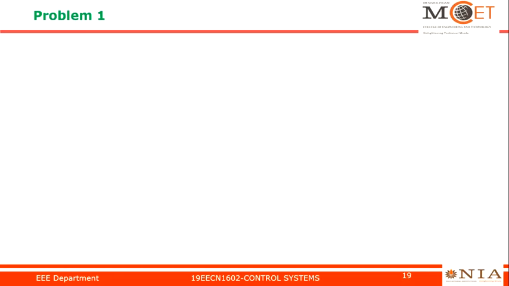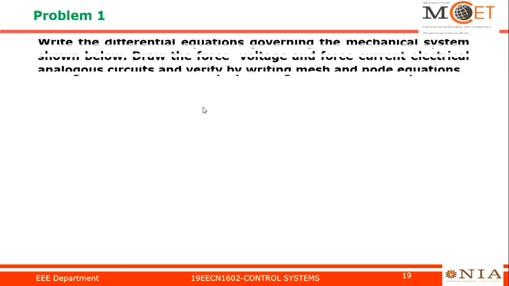This video is the continuation of lecture 6. In the previous video, we had a discussion on electrical analogies of force voltage, force current, and torque voltage. Here in this video, we are going to see the problem.